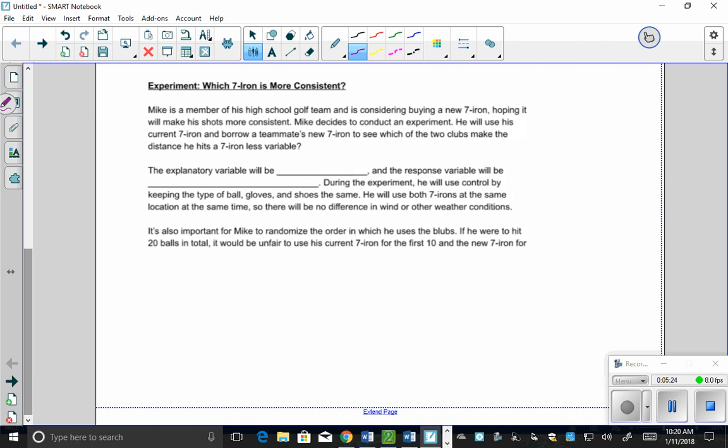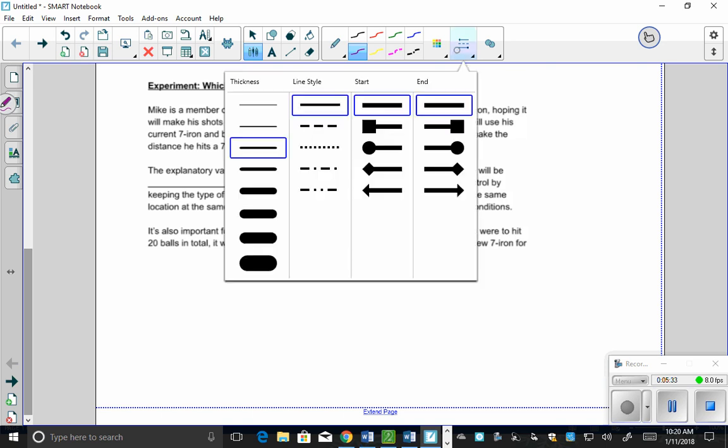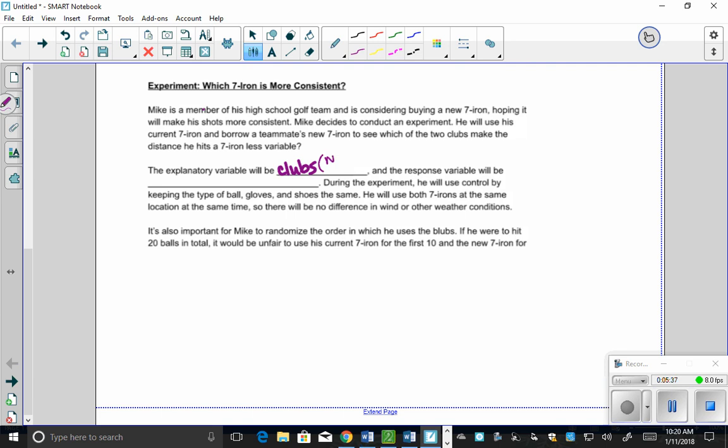In this experiment, the explanatory variable is going to be his clubs, new and current. So remember, the explanatory variable is what you are changing with each trial. So in this one it is the types of clubs. And the response variable is going to be the distance he drives the ball. So what are we measuring? We're measuring how far he can hit the ball.